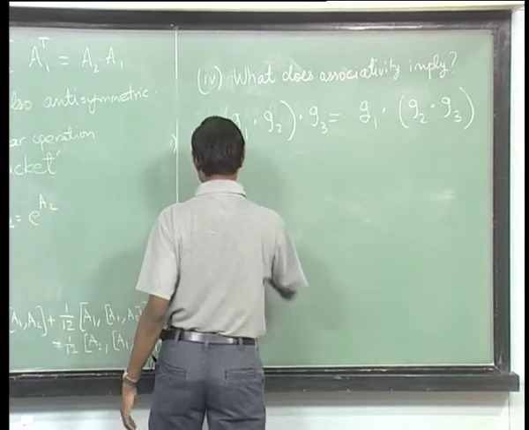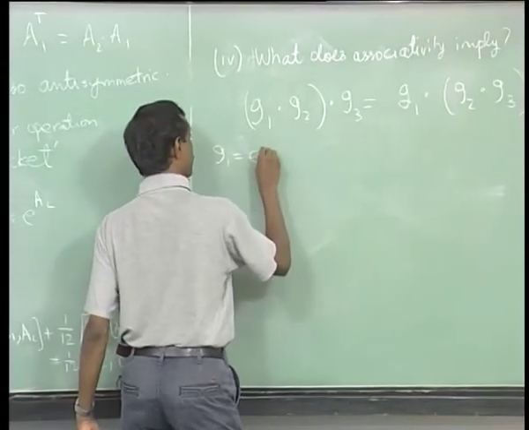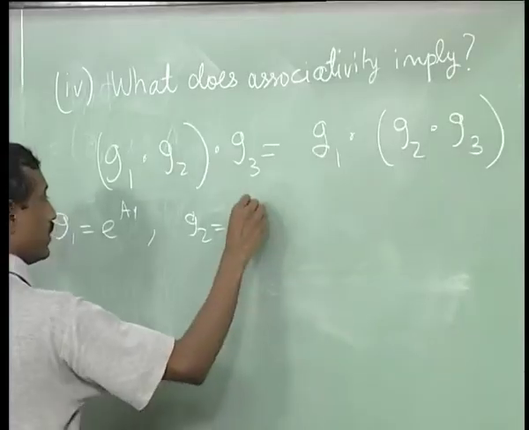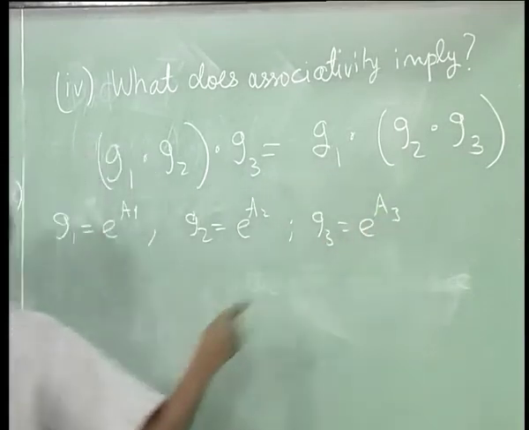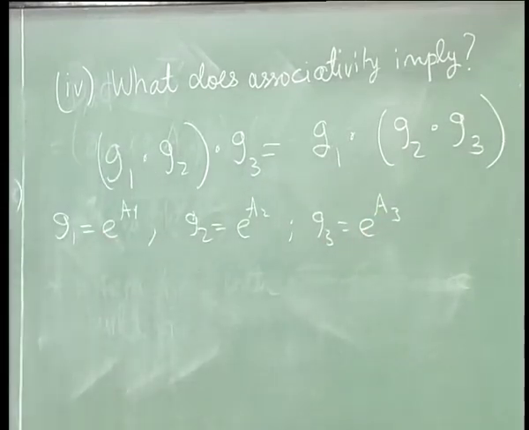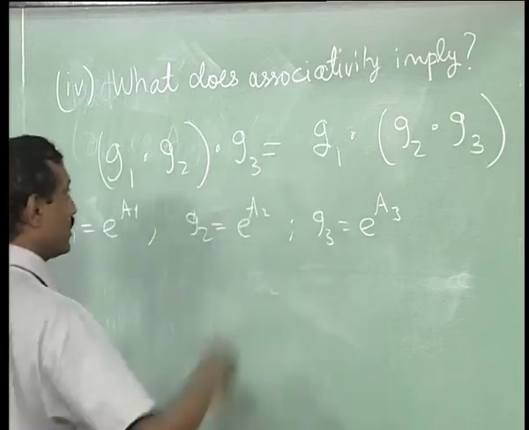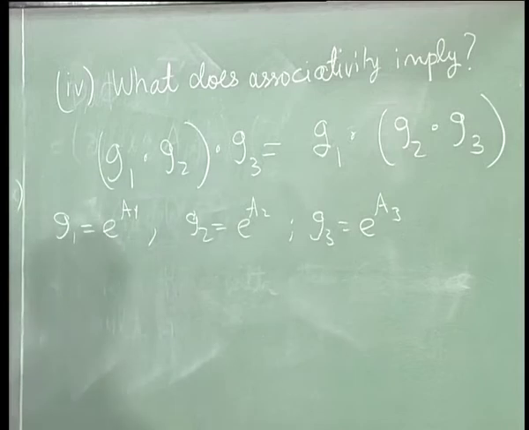Let us write again, it is exactly like this. Let us say that G1 is e power a1, G2 is equal to e power a2, and G3 is e power a3. G3 here is not like this composition rule, it is just 3 different elements. And if you go ahead and work this out, you can check that what this implies is something as follows.